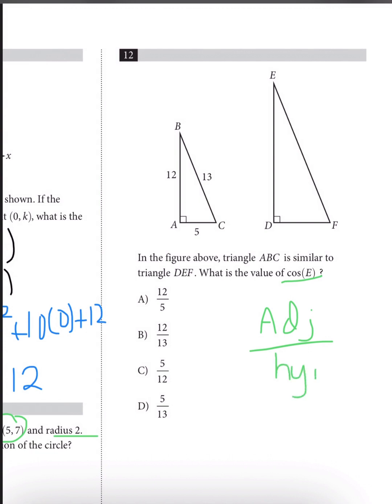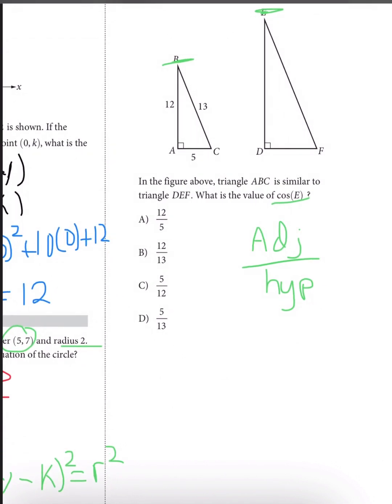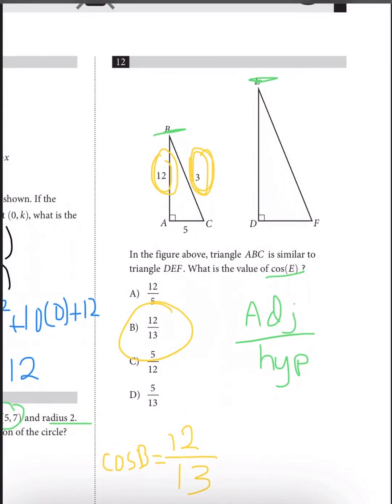over hypotenuse, right? So since ABC and DEF are the same exact triangle, this and this are equal. So let's find cosine B. Cosine B would be adjacent, which is this, over hypotenuse, which is this. So cosine B equals 12 over 13, and that's what cosine E is also, since they are similar triangles.